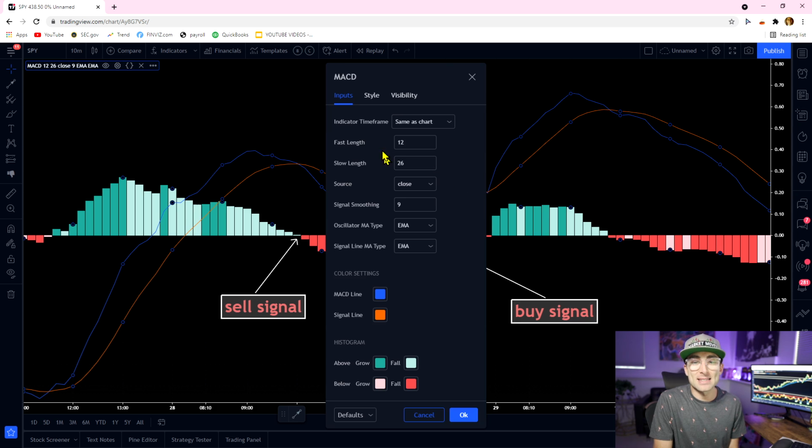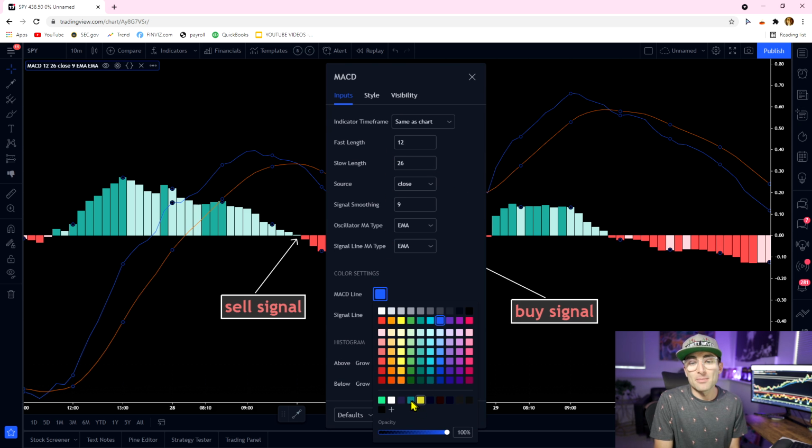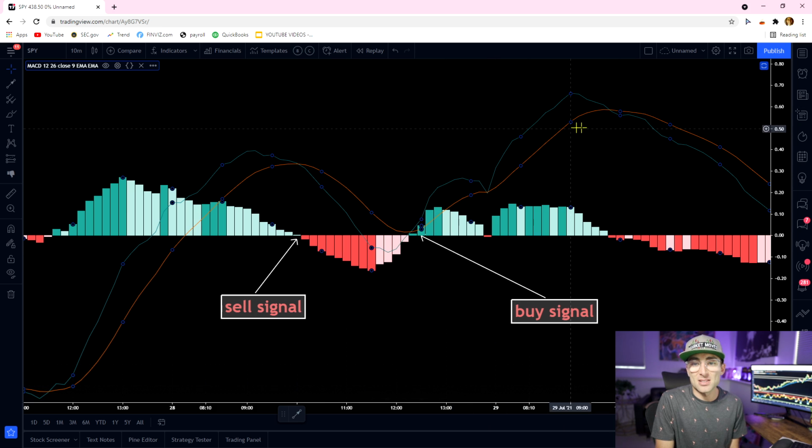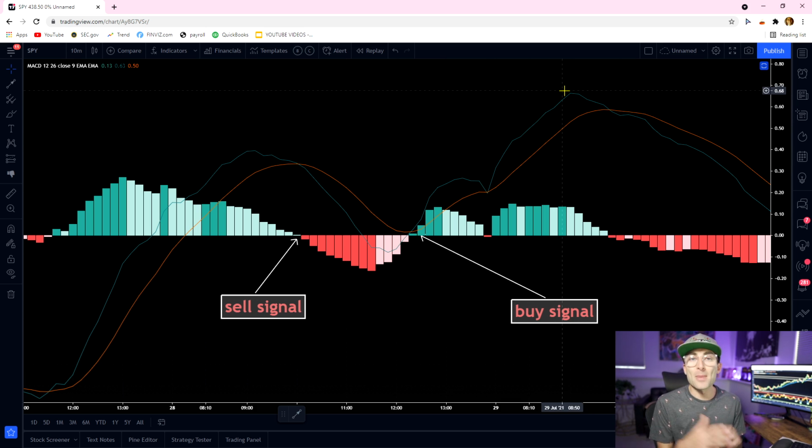So maybe I want this to be a little bit darker, or maybe I want it to be a different color. I can do that. It's totally easy. You can see right there, I changed the color of the MACD fast line. And the MACD is super simple.